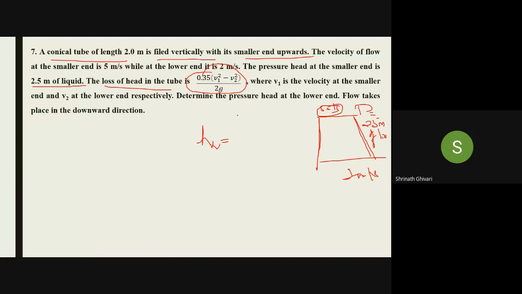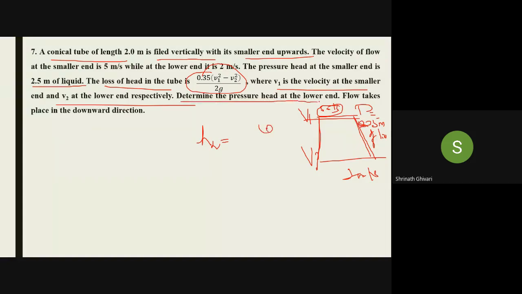In the previous problem, he had given 20% of the pressure, velocity head, but here he is giving it directly: 0.35 into (V1 square minus V2 square) by 2g. That is your head loss, where V1 is the velocity at the smaller end and V2 is the velocity at the lower end. So V1 is here, V2 is here, which means this is section 1 and section 2.